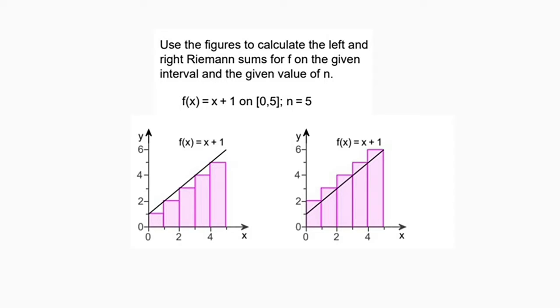And here is our first problem. The question reads, use the figures below. You can see them here. We have two figures to calculate the left and the right Riemann sums for the function on the given interval and the given value of n. Remember, I told you n is nothing but the number of rectangles given. So in this case, you can see 1, 2, 3, 4, 5. We have 5 rectangles. And the function is x plus 1. The interval is 0 to 5 inclusive, n equal to 5.